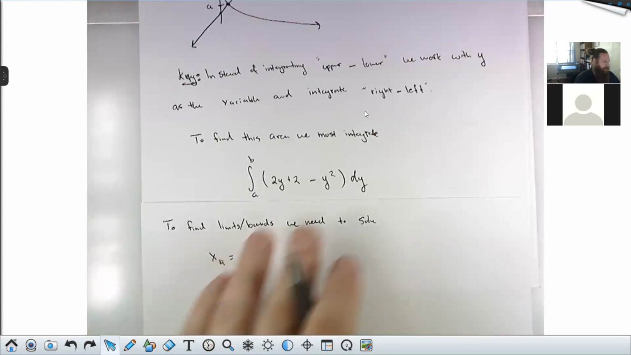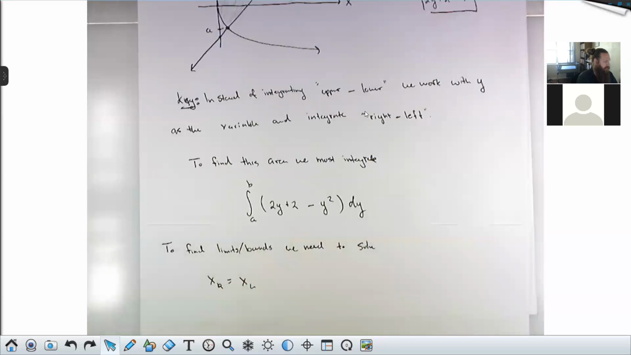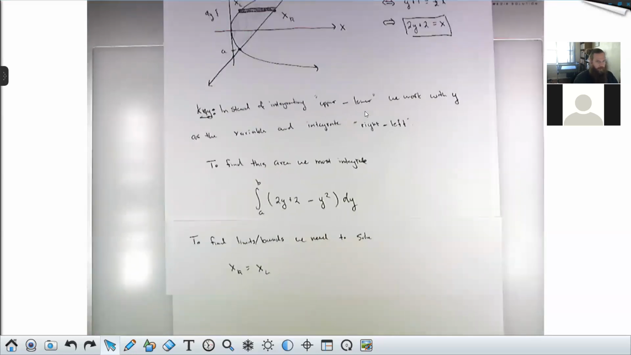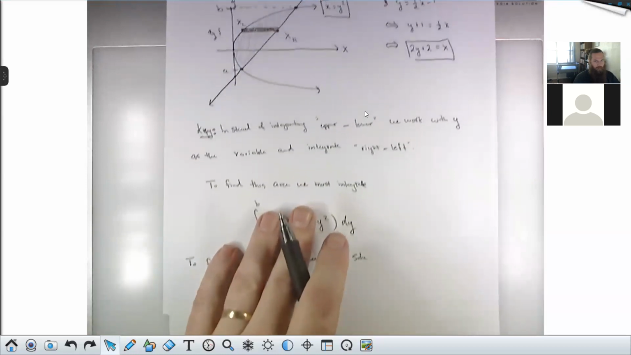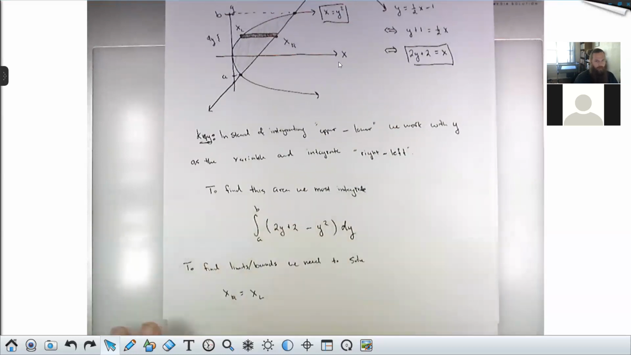I can try to move back through and fill in details. So right now, what we're doing is finding the points where these two curves intersect, specifically finding the y values where these two curves intersect. We said we're going to integrate from A to B, the right curve minus the left curve, where A is the y value down here, and B is the y value up here.